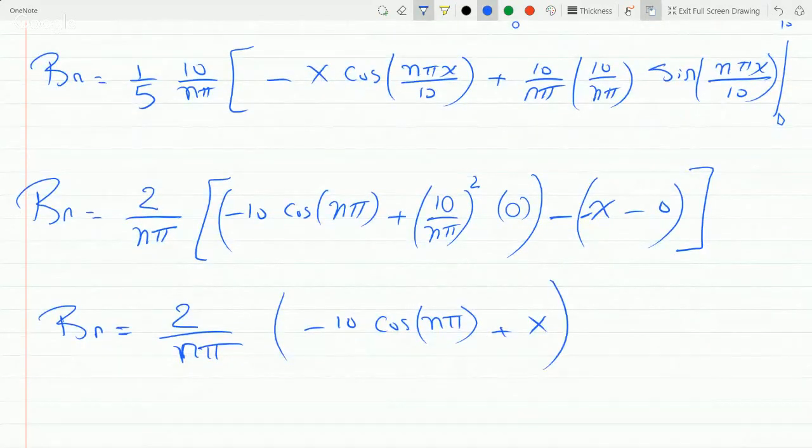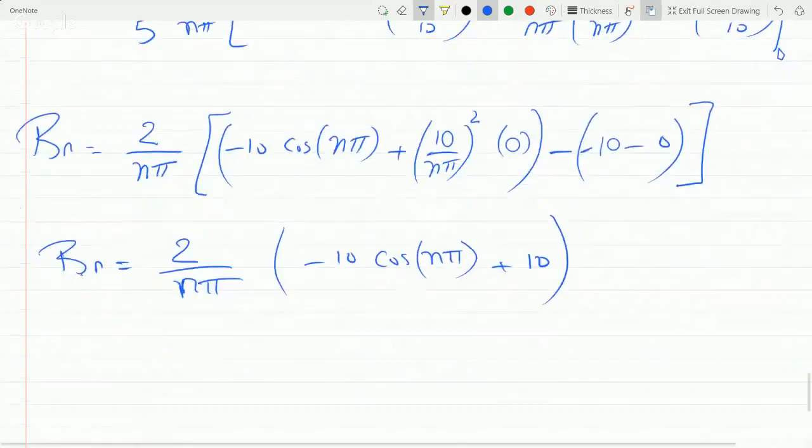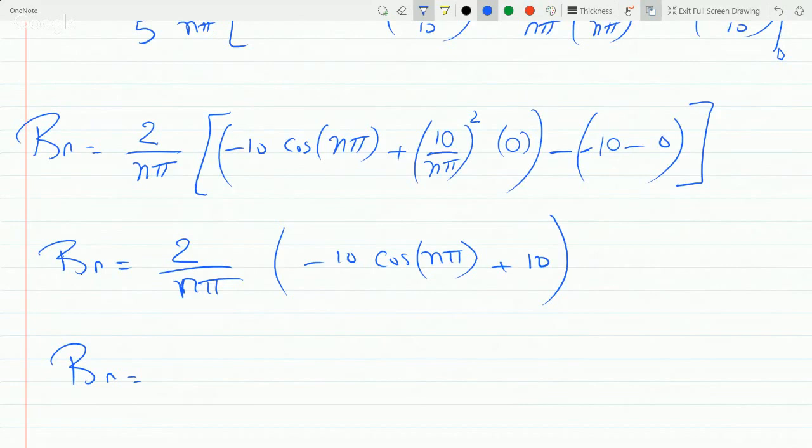Oh, plus, wait, we didn't plug in for x, what it is. x is 10, right? Because this was the upper bound, so the x was 10. Okay, so plus 10. Okay, factor out the 10 outside, so you will get 10, 20 over n pi, right? You have left 1 minus cosine n pi.